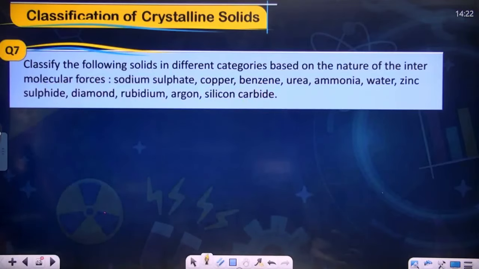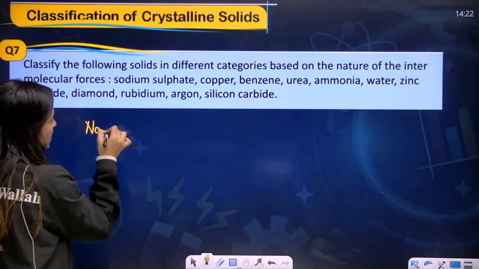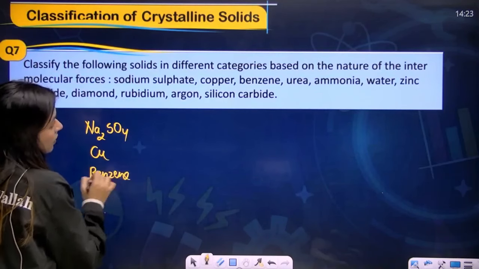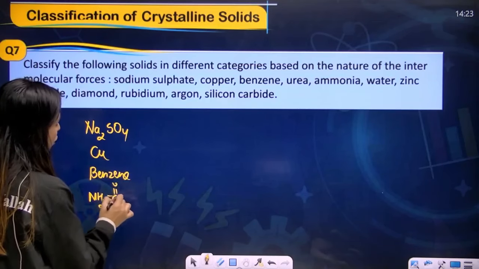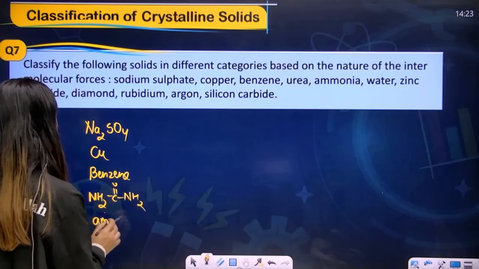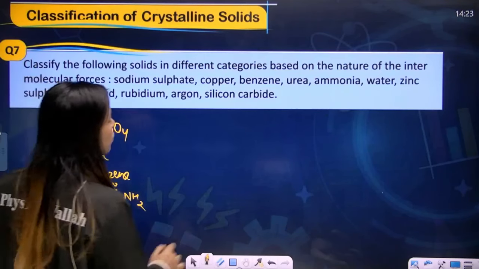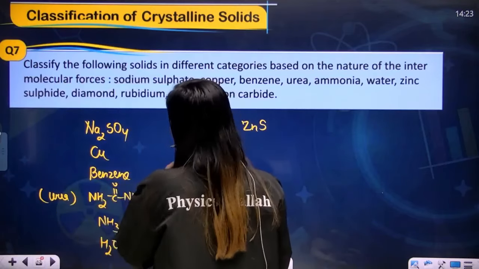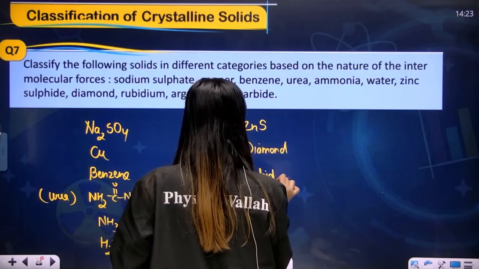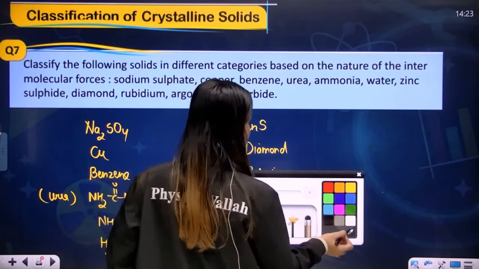The first question says: classify the following solids in different categories based on the nature of the intermolecular forces. You have sodium sulfate, Na2SO4. Then you have copper. Then you have benzene. Then you have urea. Urea formula is NH2, C double bond O, NH2. Then you have ammonia. Then you have water. Then you have zinc. Then you have zinc sulfide. Then you have diamond. Then you have rubidium. Then you have argon, silicon carbide. Now let's try to understand each and every one individually.